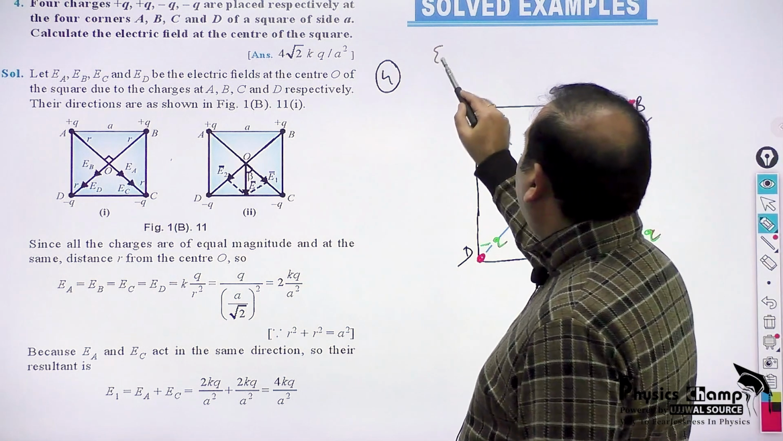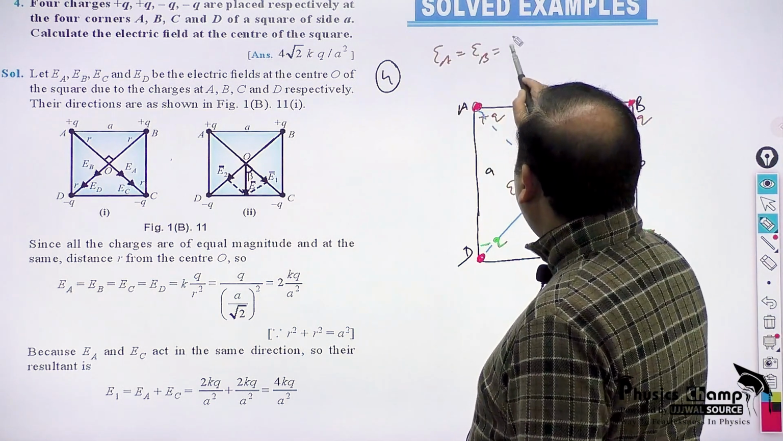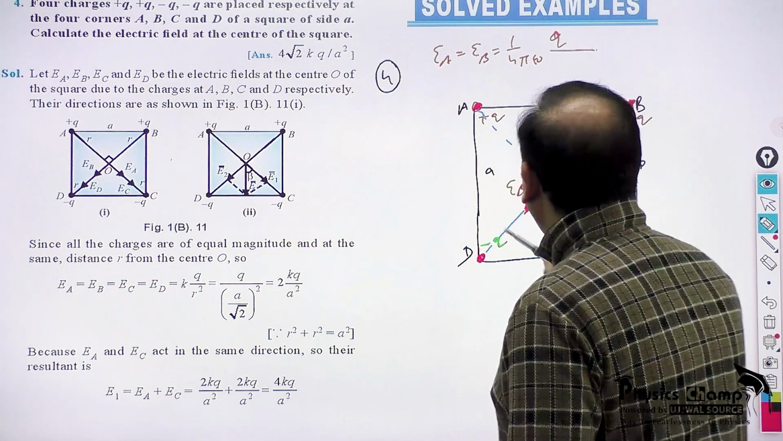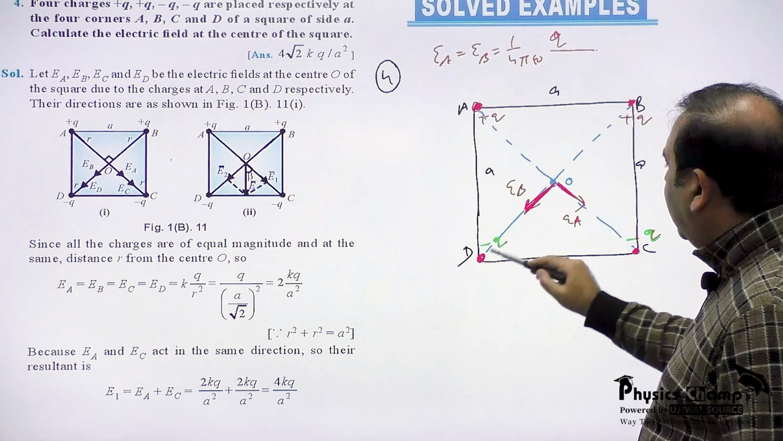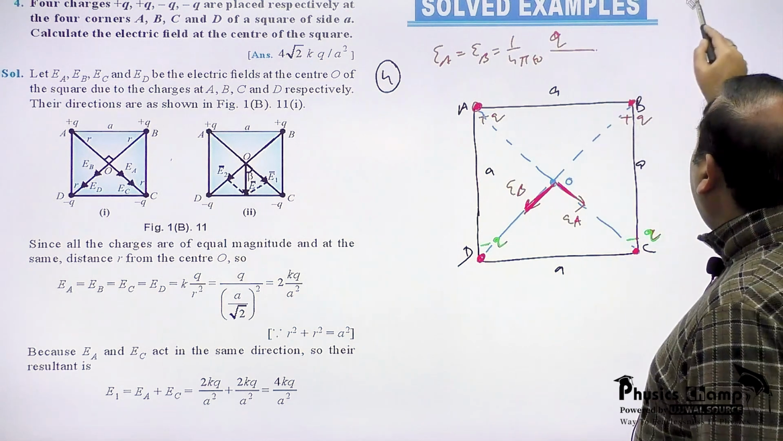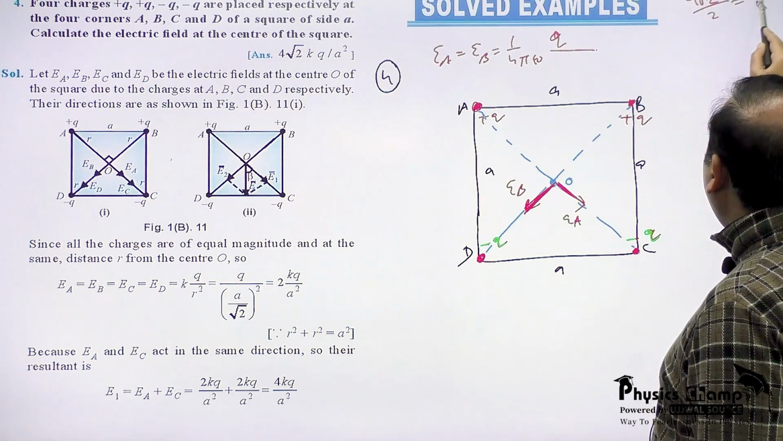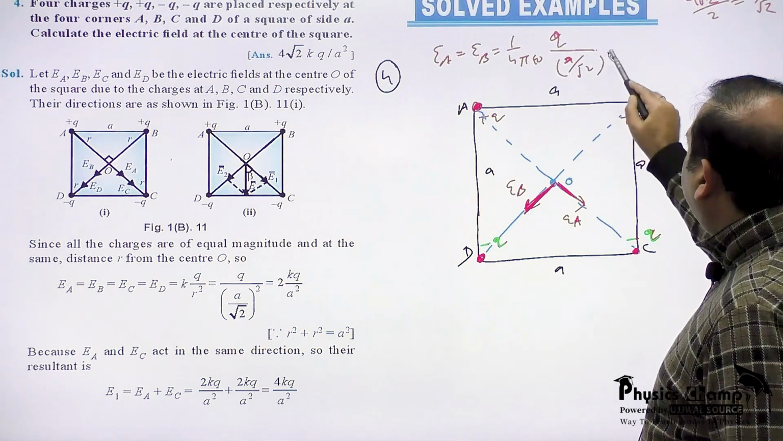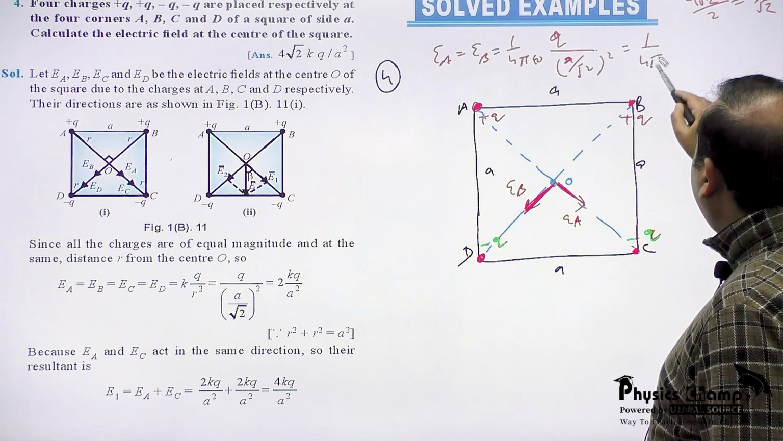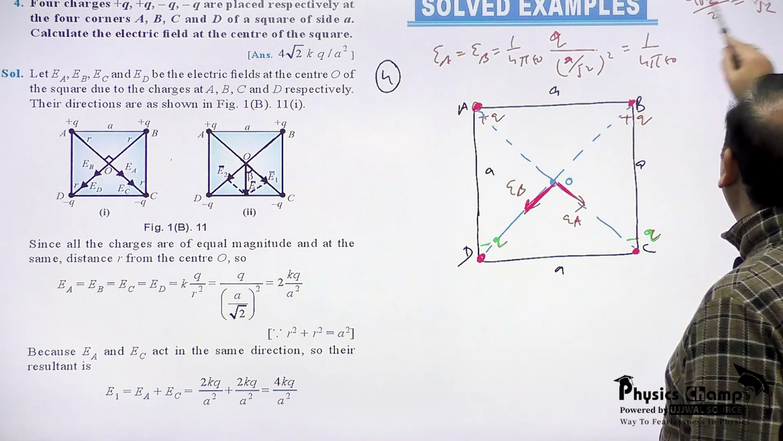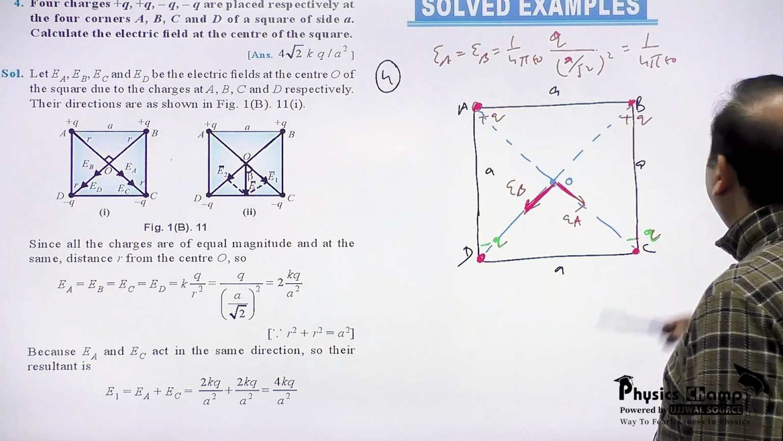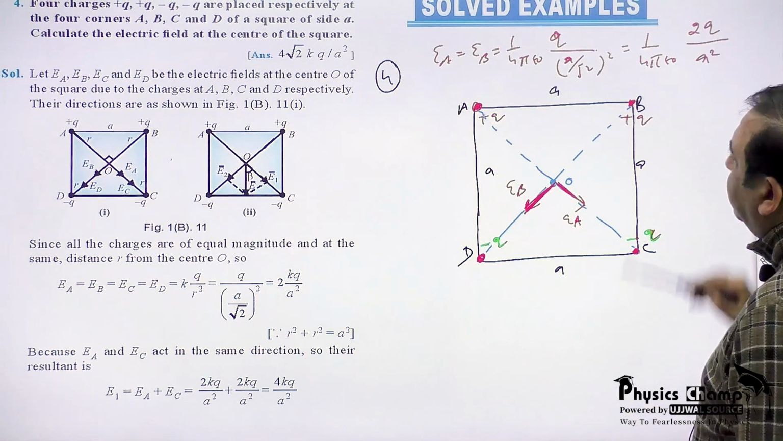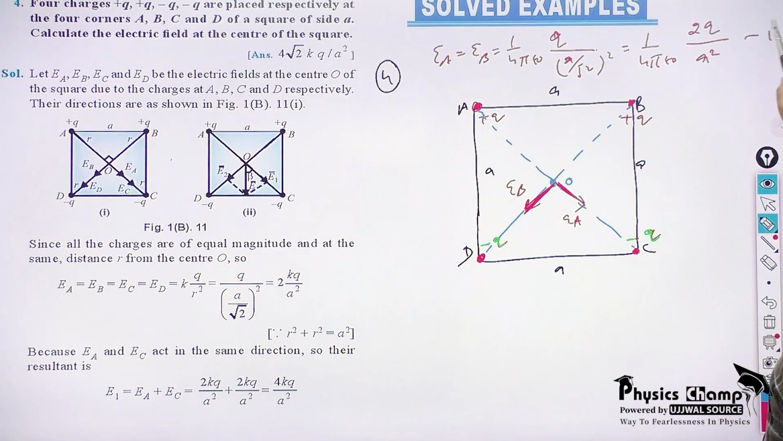EA equal to EB will have a value 1 by 4 pi epsilon naught Q by, this is whole 2 root, this is whole A root 2 divided by 2. So A root 2 divided by 2 will give you A by root 2. This is A by root 2 square. So you are getting 1 by 4 pi epsilon naught into 2Q by A square. This is EA and EB both.